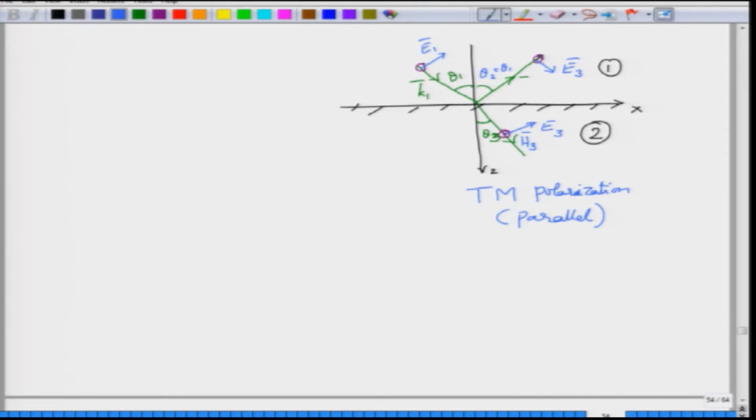However, for the reflected field E2, the magnetic field H2 would be into the board. So, this would be out of the board for the case of H1 and H3, whereas H2 will be into the board. The directions are chosen in this particular manner so that for the incident field associated with E1 and H1, when you do a right-angled rotation starting from E1 along H1, if you curl around, the direction of propagation of the wave is towards this particular medium.